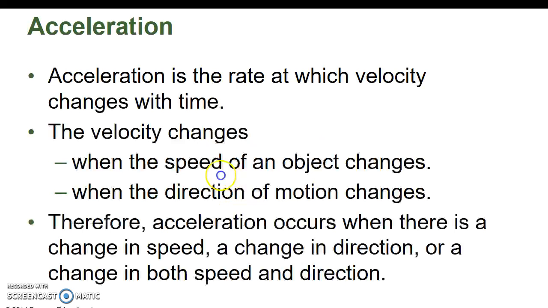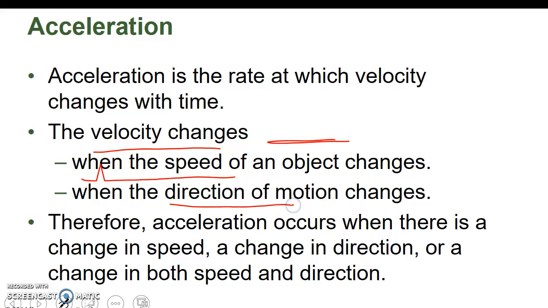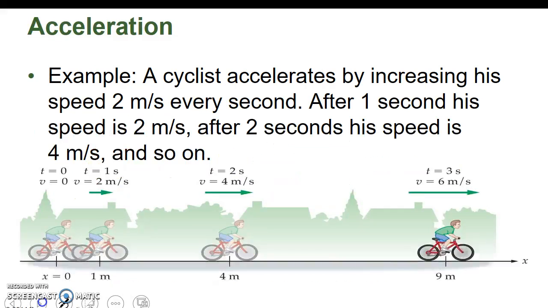Alright, we're going to look at acceleration. Acceleration is the rate at which velocity changes with time. Now, to change velocity, we have to remember that velocity changes when the speed of the object changes. So when we change the speed, velocity changes, or when the direction changes. So a change in velocity is either a change in speed or a change in direction. Therefore, acceleration occurs with a change in speed or a change in direction, or obviously a change in both.